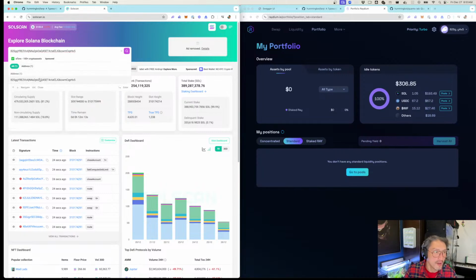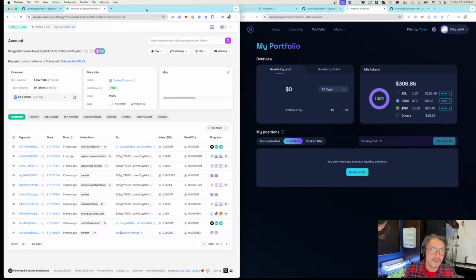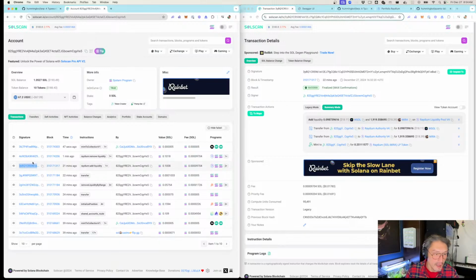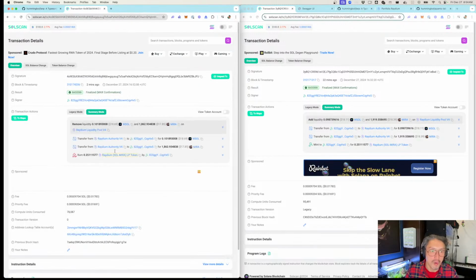So here's our wallet, and what I'm going to show you now is how to use SolScan to do some accounting and to see how much money you made or lost on a certain position. We can see the two transactions here, because 20 minutes ago we added liquidity to this position on Raydium, and then 1 minute ago we removed liquidity from that position on Raydium. So here is the first transaction where we added liquidity. Okay, and here is the second one where we remove liquidity.